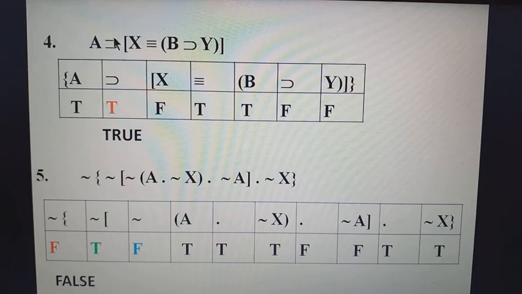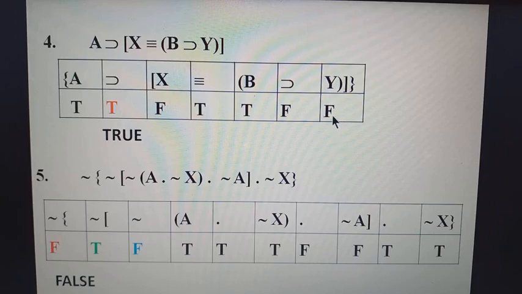So this is a major connective for the entire expression because this is what connects A and everything here. So this is the major connective. It is therefore the value of this that determines the value of the entire expression. So A is true, we've been told. X is false. And then B is true.